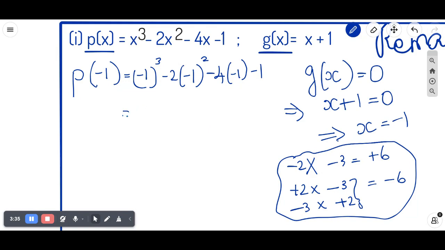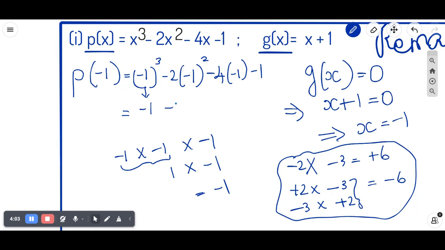So let us try solving our question here. Minus 1 the whole cube. What is that? Minus 1 into minus 1 into minus 1. Minus 1 into minus 1 will be a plus 1. Now plus 1 into minus 1 again will be minus 1. So minus 1 the whole cube becomes minus 1.